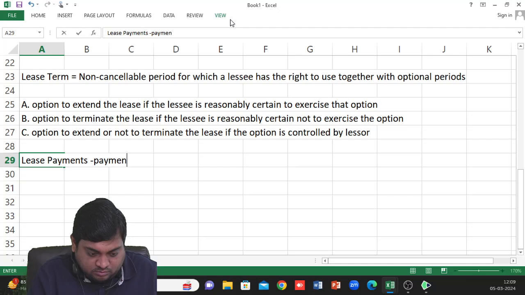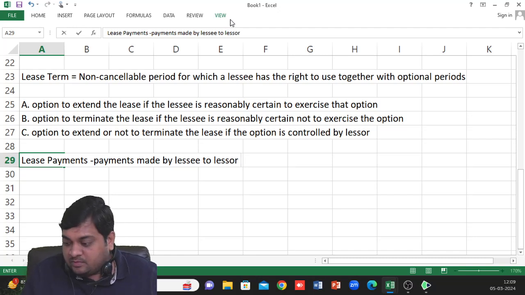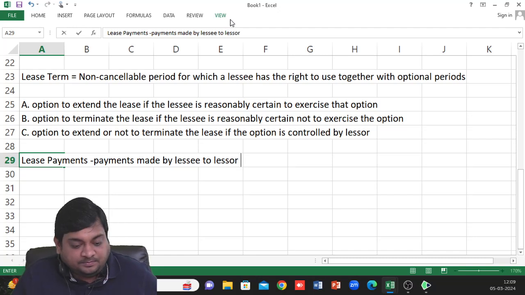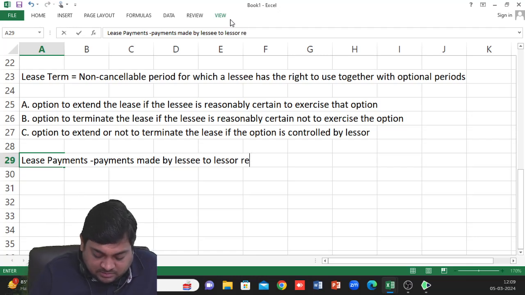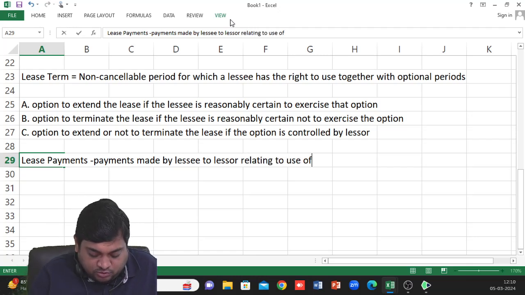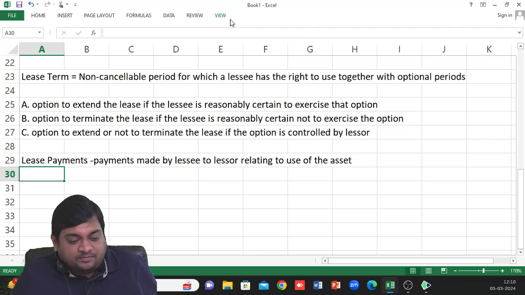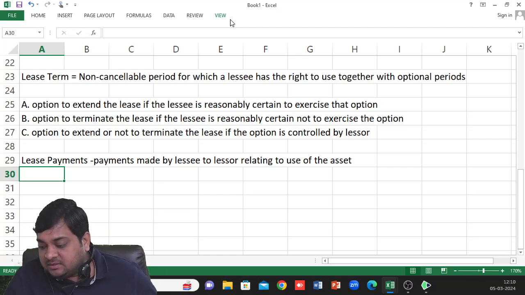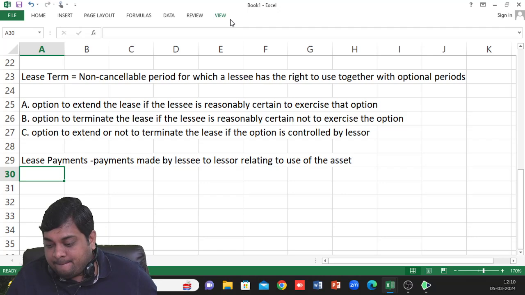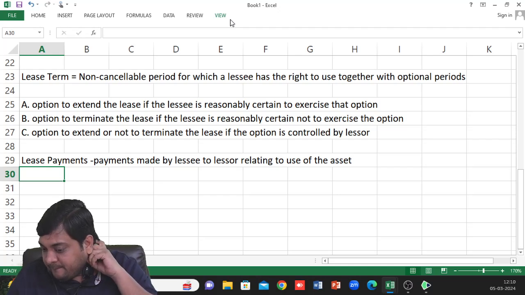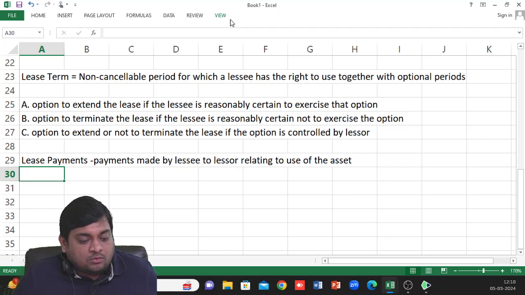So payments made by lessee to lessor, right? Payment made by lessee to lessor relating to use of the identified asset, right? Asset means identified asset, right? Now, whenever I am talking about lease payments, remember one thing.